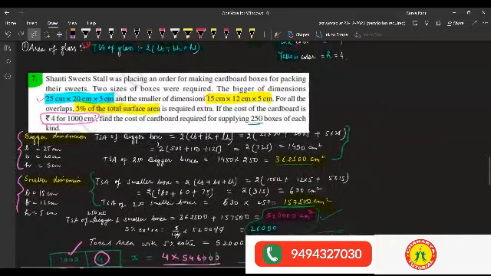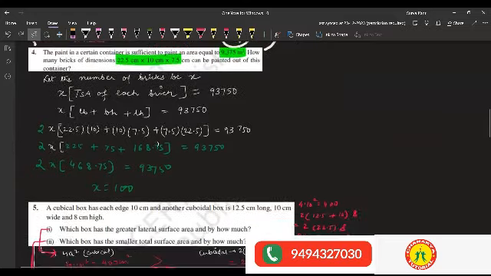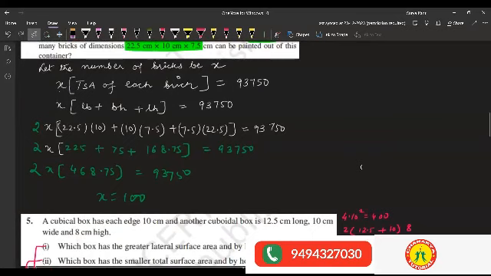Okay. Now we are doing question number, this one, the 5th one. So here the question is: a cubical box has edge 10 centimeter, and the cuboidal box is 12 centimeter long, 10 centimeter wide, and 8 centimeter high. Which box has greater LSA and how much?